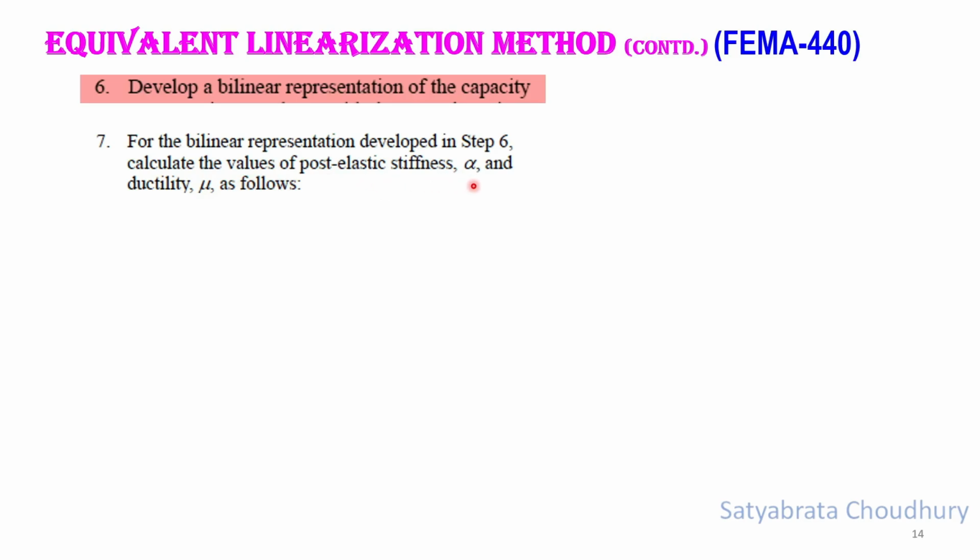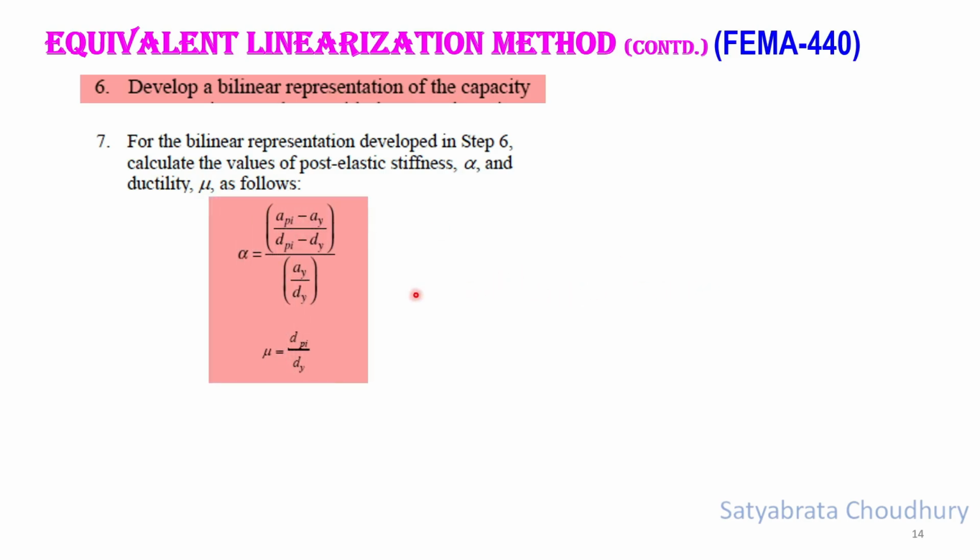For the bilinear representation developed in the previous step, calculate the value of the post-elastic stiffness alpha. This is very easy. We have said after yield the stiffness of the curve, and before yield the stiffness of the curve. If you take the ratio of these two, you get alpha, and ductility is mu, which is given as below. Alpha can be expressed also in terms of the ordinates of the performance point and yield point. Alpha is the post-yield stiffness ratio, given through this expression, and ductility is the maximum displacement by yield displacement, so it is dpi by dy for the performance point considered.